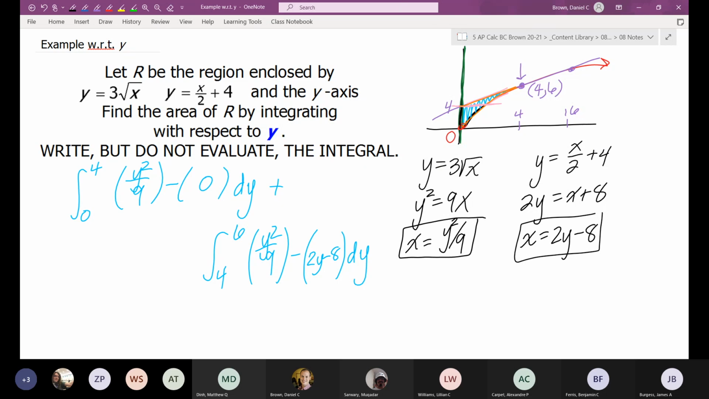Any other questions on that problem? Where'd you get the 0 from? The 0 came from that being the left function of that first region. So when I say the y-axis, what's the equation of the y-axis? It's x is equal to 0. So that's where the 0 was coming from. And again, if you just left off the minus 0, it would still be correct because minus 0 is just, minus 0. Any other questions on that one?